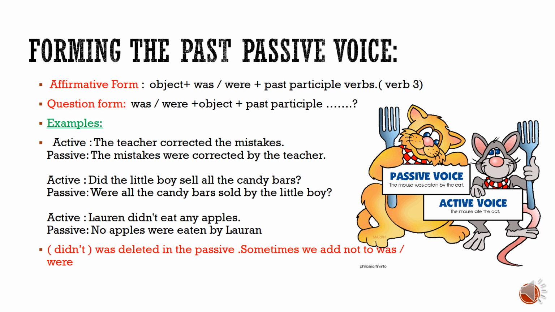Here, if you can notice, didn't is deleted. But sometimes we have to use not. So we add it to was or were. So don't try did or didn't. Just add not to was or were.